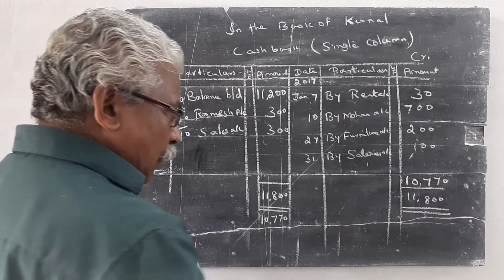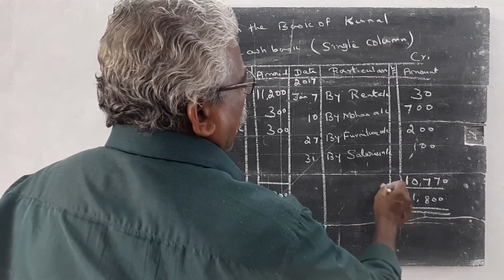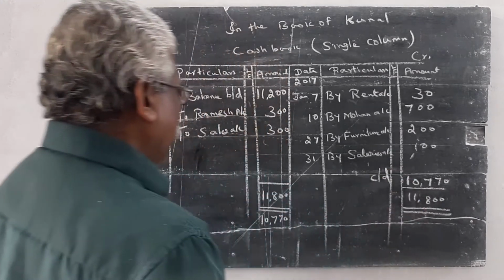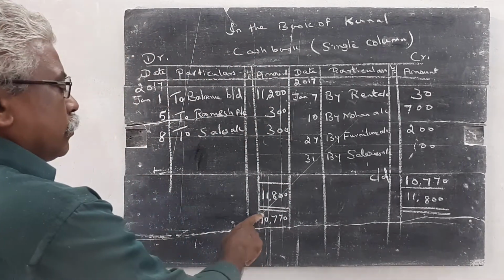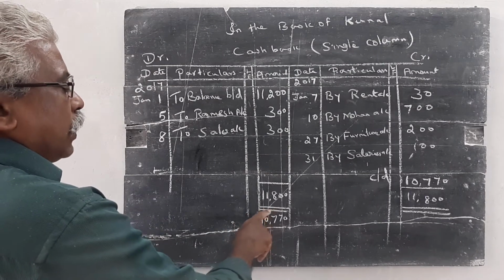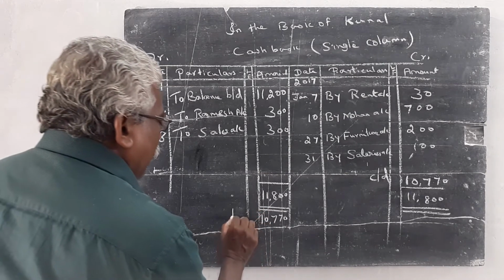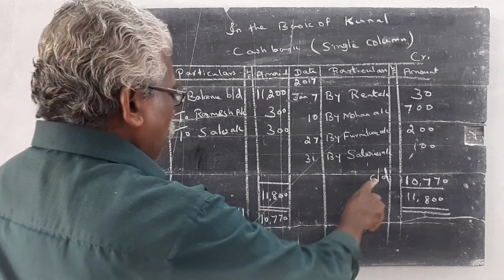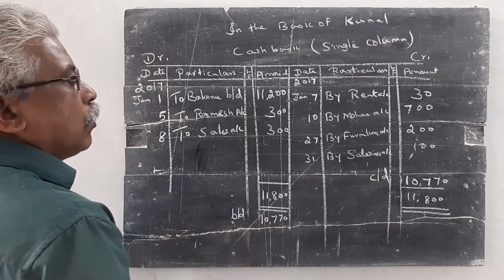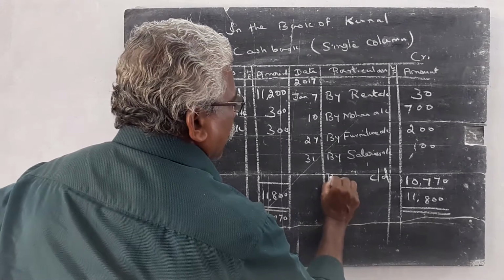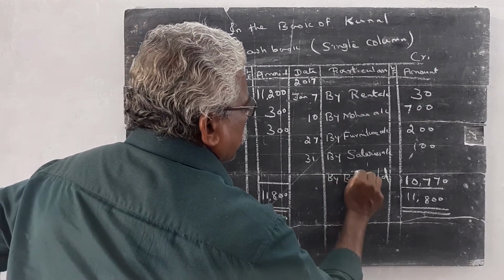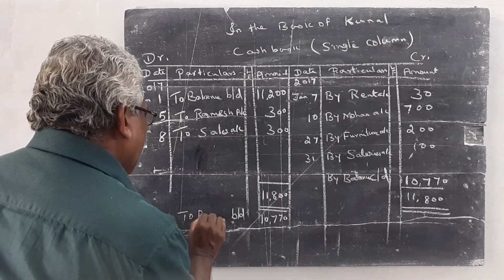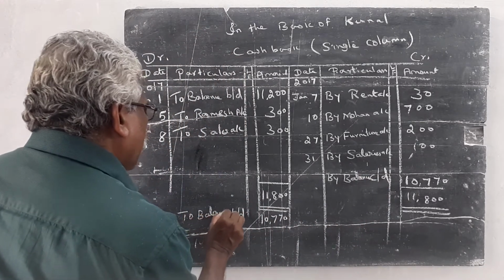Then if the amount is entered above the line, we have to write the words carry down, C/D. Here the amount is entered after the double line, here you write the words brought down. Above the single line carry down, below the double line brought down. Credit side starts with by balance carry down. Here you write to balance brought down.